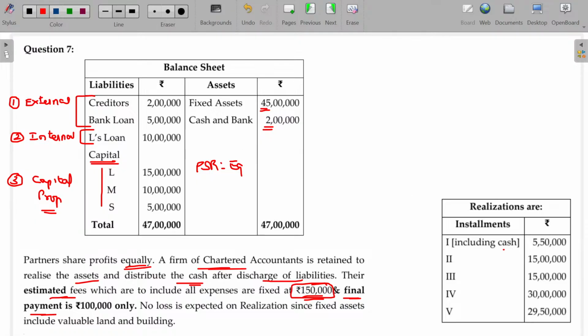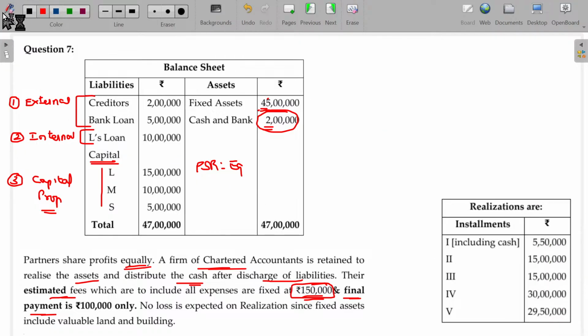In the very first realization, 5,50,000 is realized, which is inclusive of cash and bank and some portion of assets. All other assets are realized this way. First, second realization 15 lakhs, third realization 15 lakhs, thereafter 30 lakhs, finally 29 lakhs 50,000 rupees.